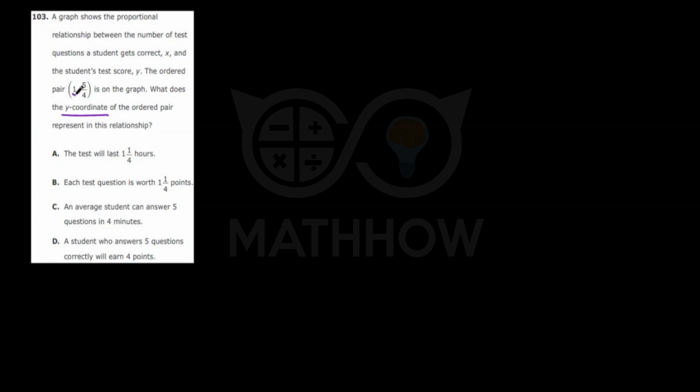So the Y coordinate is the test score of the student. Since the student gets correct only one question, that means each question is worth 1 and 1 over 4, or 5 by 4. 5 by 4 can be written as a mixed fraction, 1 and 1 over 4. So each test question is worth 1 and 1 over 4 points. So that means this represents the score per correct question. So the correct answer is option B.